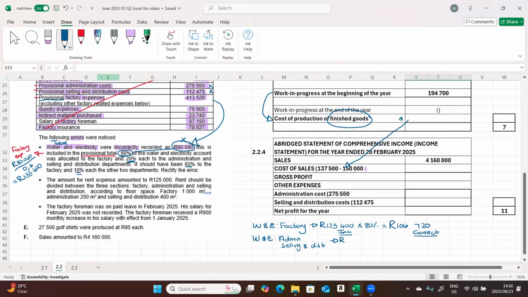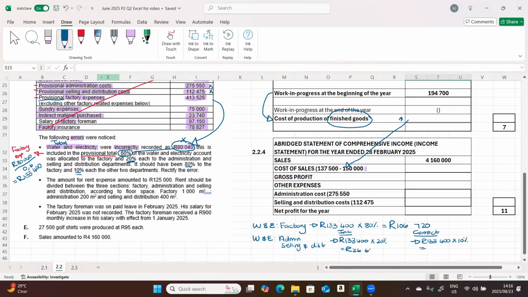So the incorrect amount, guys, will be the total water and electricity, but it was wrongly multiplied with 20%, right? And then the correct amount is going to be the 133,400 times, it should only be 10%. So that's the correct amount. Okay, so let's do that. 133,400 times 0.2, or the 20%, that will give you 26,680. Okay, so this is the wrong amount.